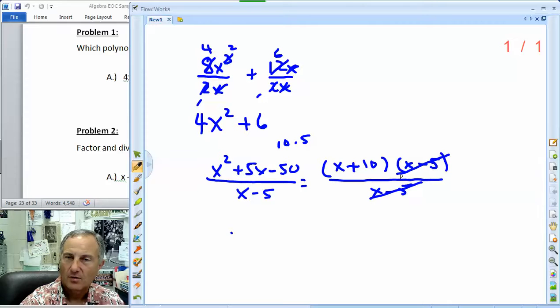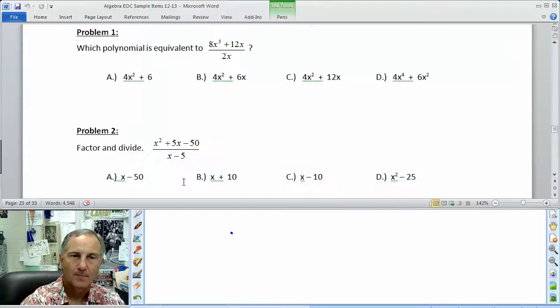Now we can cancel out the whole factors there. There's your answer, x plus 10. X plus 10, boom, B. Okay?